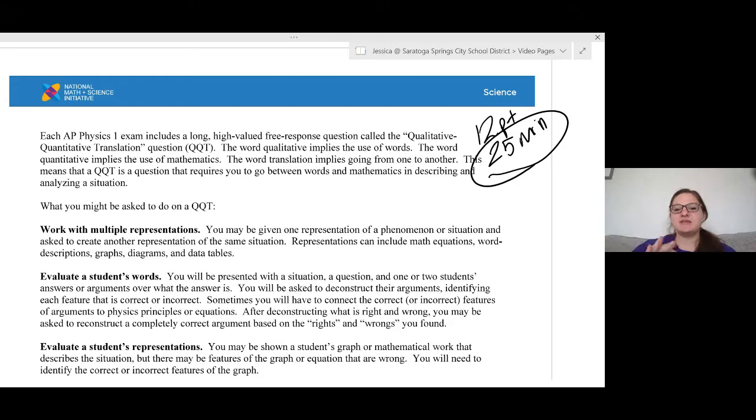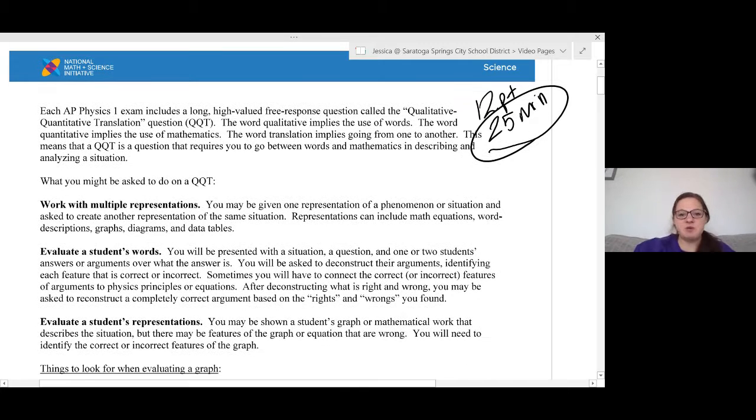So qualitative implies using words, quantitative implies using math. So we go from one to the other. You might be presented with an equation and then asked to verify that equation or say whether or not it's valid, or a graph or a data set. Sometimes you might be asked to derive equations. I don't think you're going to have to do that on this exam, though, so that's kind of nice.